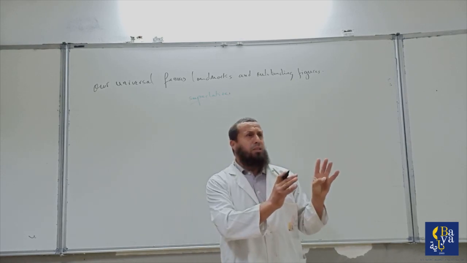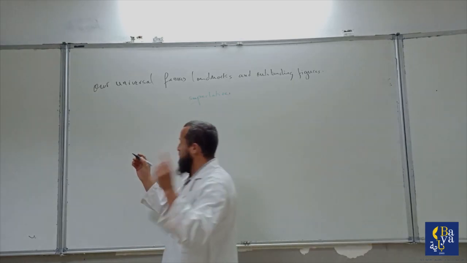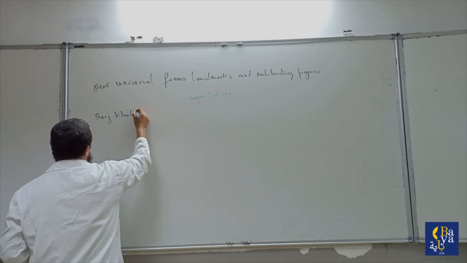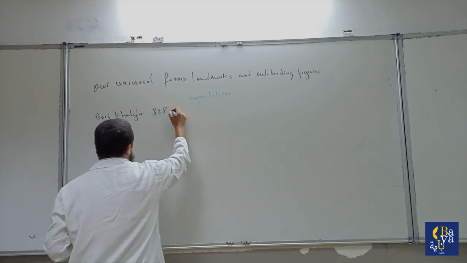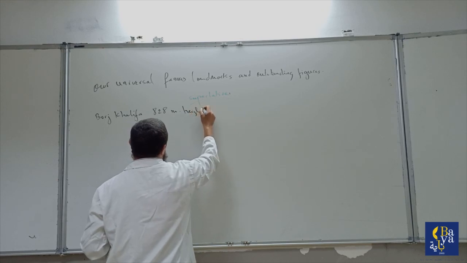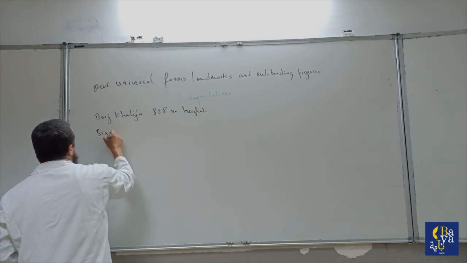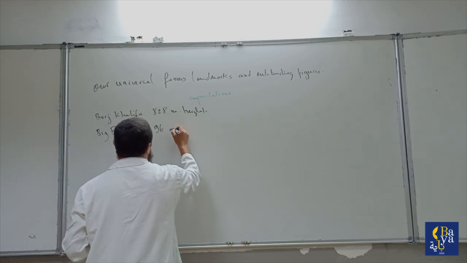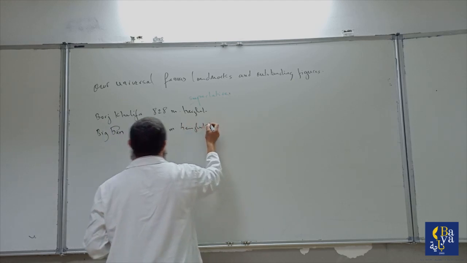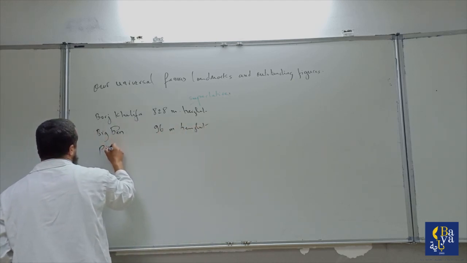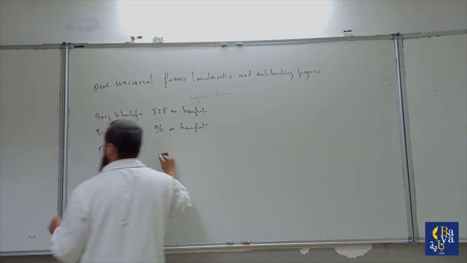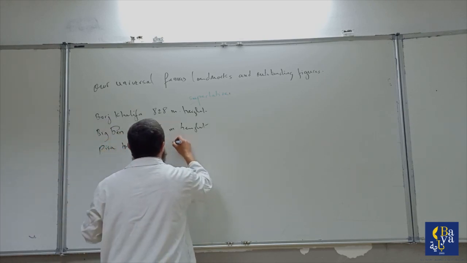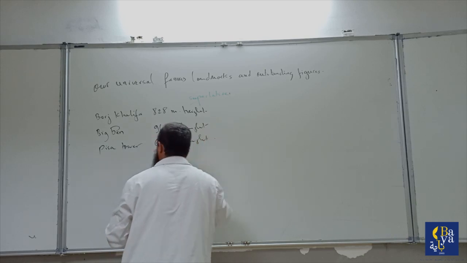We will remain with the same example. Burj Khalifa, 828 meters height, and Big Ben with 96 meters height. And we have the Pisa Tower with about 56, I think, about 60 meters height. Three things.